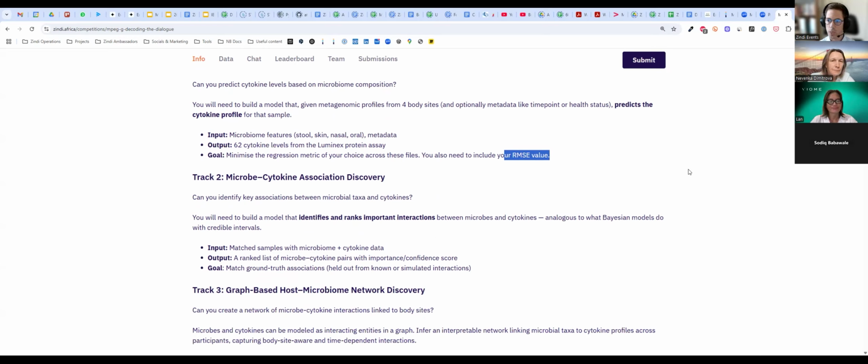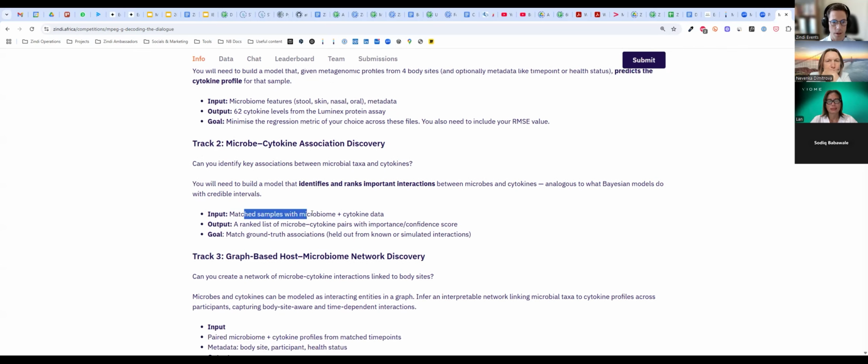The second track, track two, is microbe cytokine association discovery. We're looking for associations between specific microbial taxa and related cytokines in the body. Here you will need to identify and rank important interactions, similar to a Bayesian model. Your inputs are the microbiome and cytokine data, and your outputs should be a ranked list of microbe cytokine pairs with your confidence score. The idea here is to match ground truth associations that we already have.